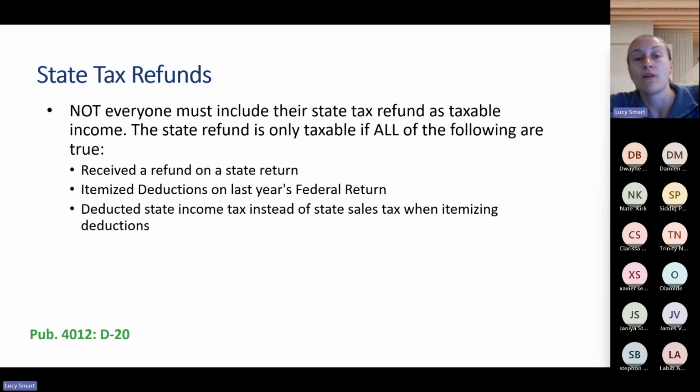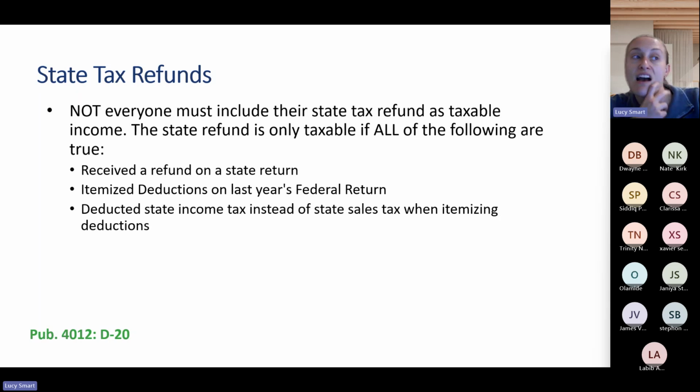It's important to remember that federal tax refunds are never taxable. And for most individuals, neither are state or local tax refunds. A state tax refund is only taxable if the taxpayer itemized their deductions the previous year on their federal return and they deducted state income tax rather than sales tax in those itemized deductions.